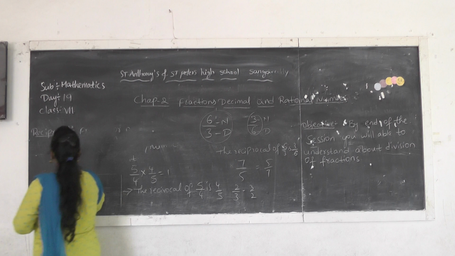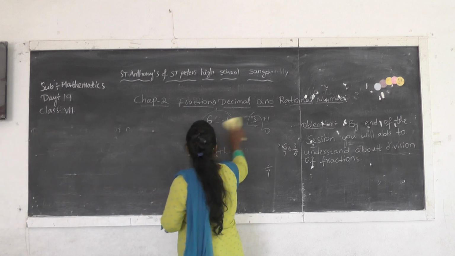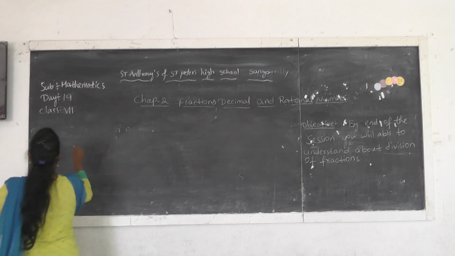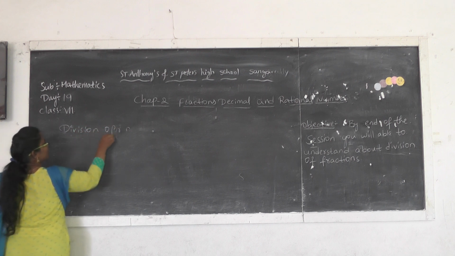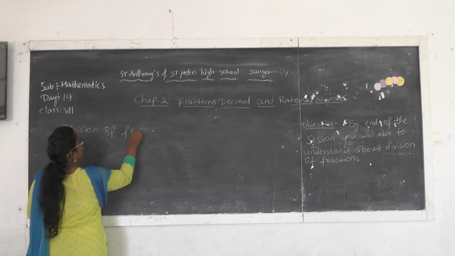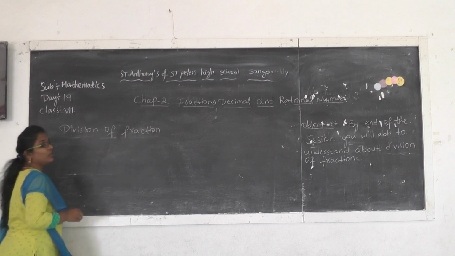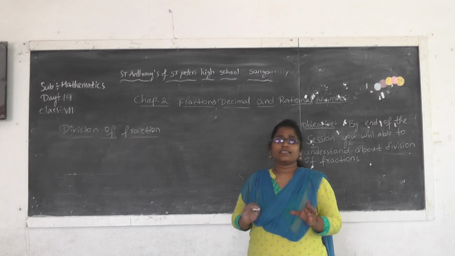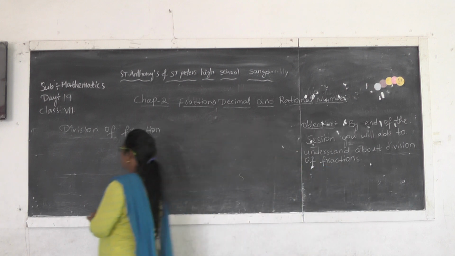Now let's solve the division of fractions. Now, how to solve the division of fractions? Division of fractions is just the inverse of multiplication of fractions. Okay, inverse of multiplication of fractions.